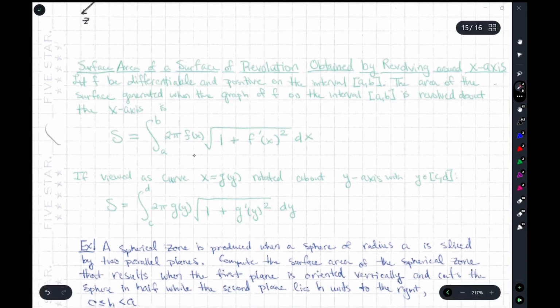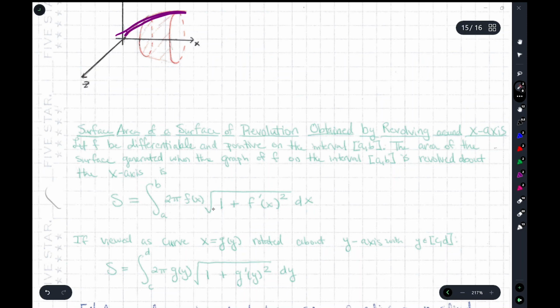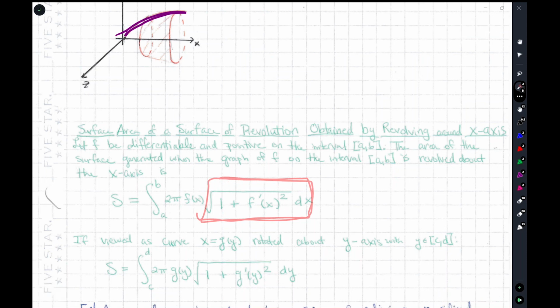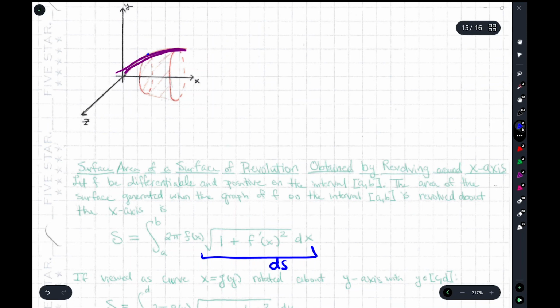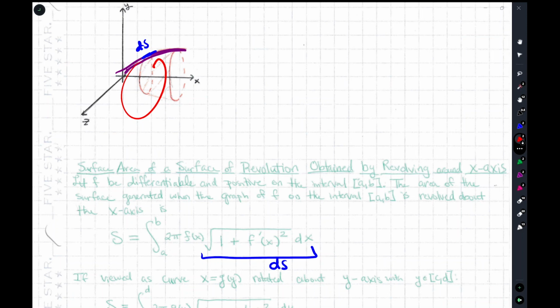And to give you an intuition about that formula, you'll recall this right here is the length of a curve. So this is the small ds. That part there is the small ds. It's the arc length, a small arc length of the curve. And what you'll do is rotate this around. Once you rotate that curve around, that ds is multiplied by 2 pi f of x.